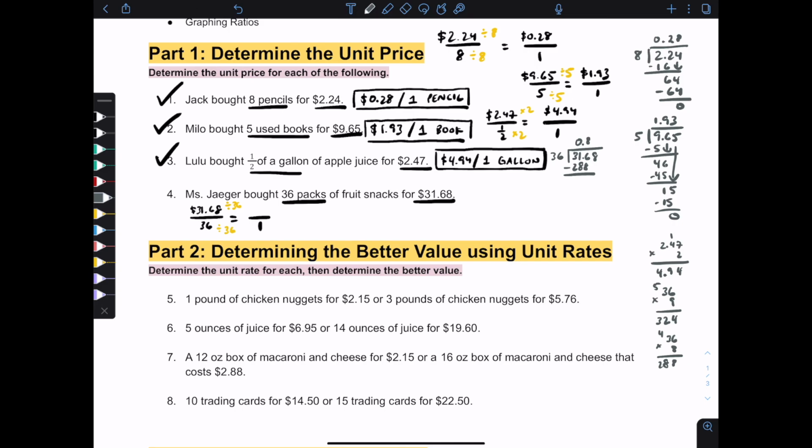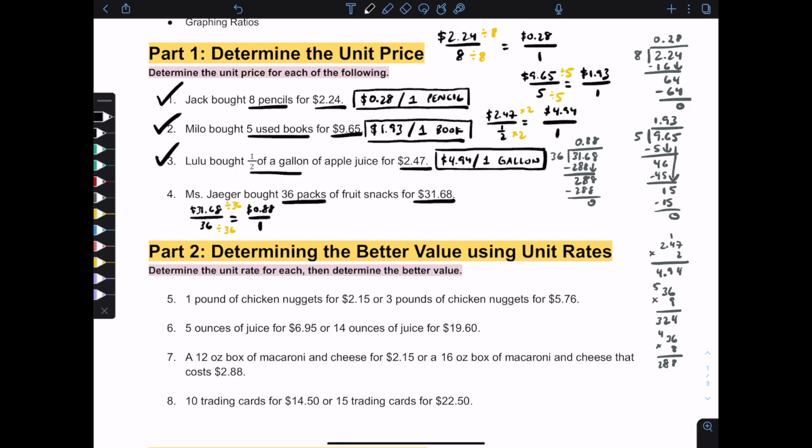Let's see if I can do this correctly. That's going to be an 8. And then I think this is just a 2. Oh yeah, it's another 8. So 8 times 36 is another 288. And that's a 0. So I'm going to say this is going to be 88 cents for 1 pack.